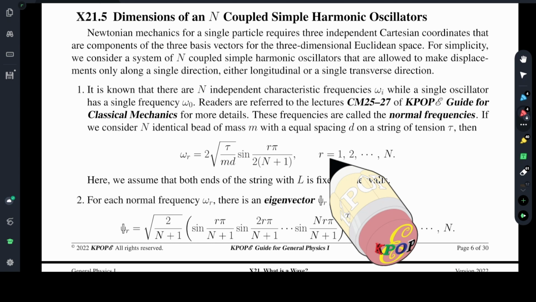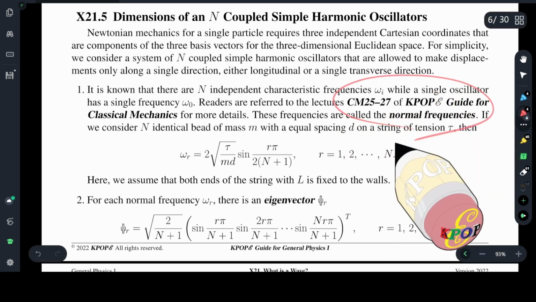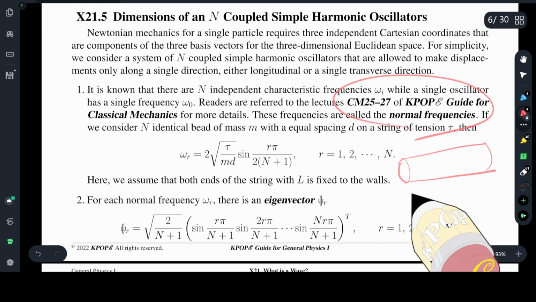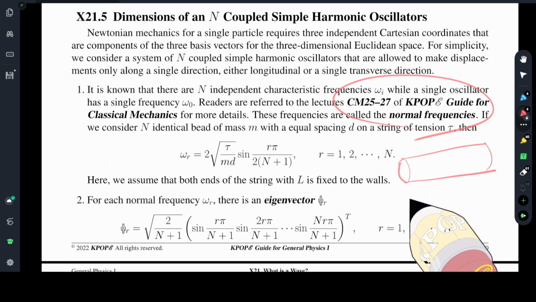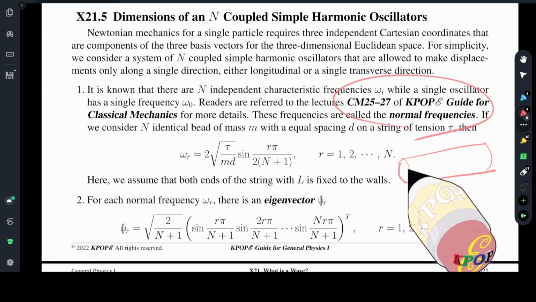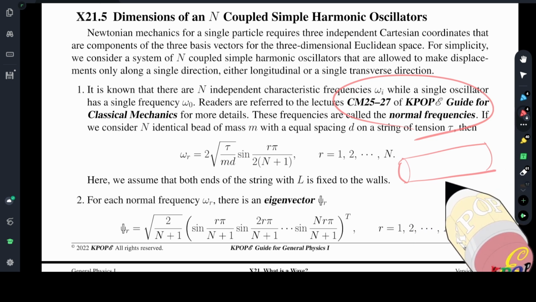Okay, let us seriously consider the n-dimensional harmonic oscillator. What I'd like to do is not to solve this problem, but to copy the result, and the derivation of the solution can be found in the KPOP guide for classical mechanics, CM 25 through 27. I do not want to explain every detail of it in this class, but anyway, from elementary school or high school, you already have learned about the harmonics of musical instruments, a pipe or vibrating string, and you never know why, but you are able to compute the harmonics.